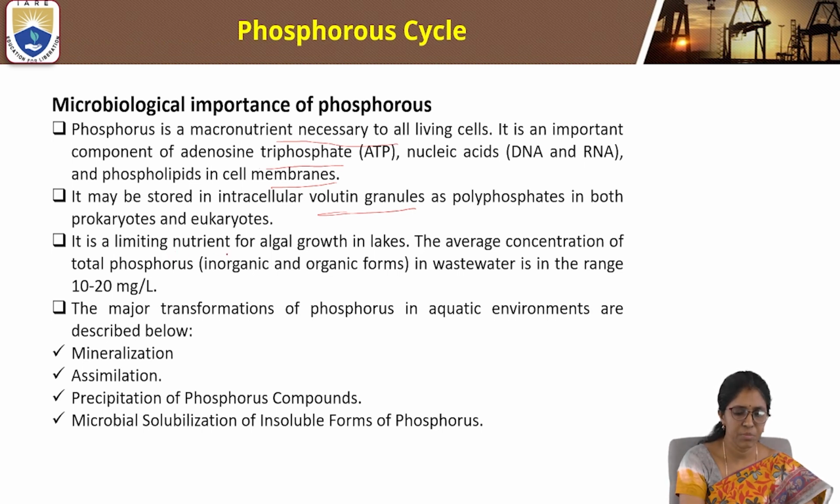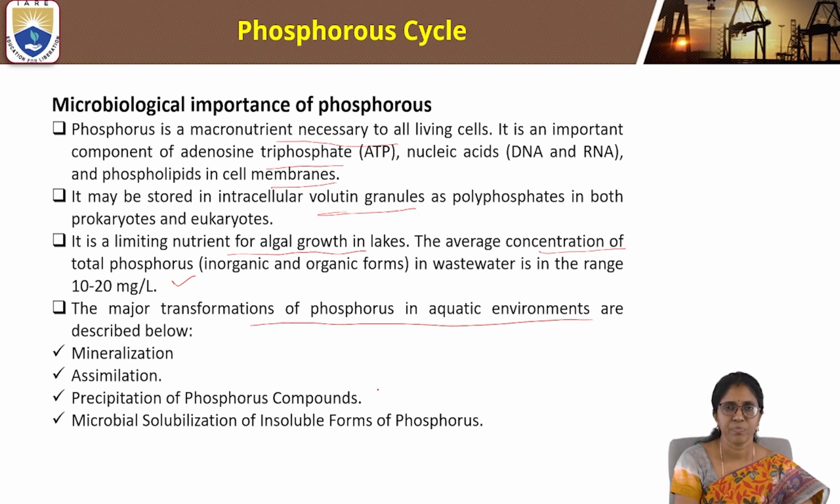It is a limiting nutrient for algal growth in lakes. The average concentration of total phosphorus in wastewater is in the range of 10 to 20 milligrams per liter. The major transformations of phosphorus in aquatic environments are described below.